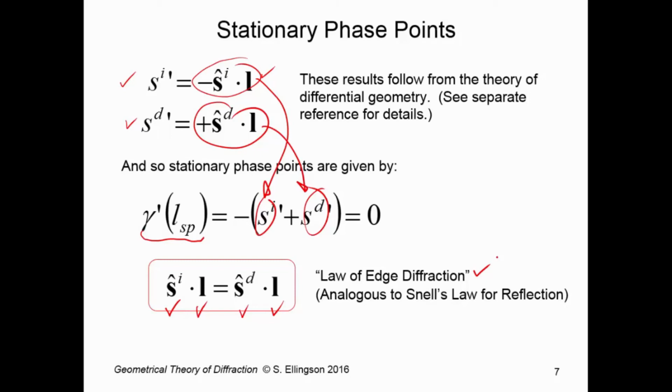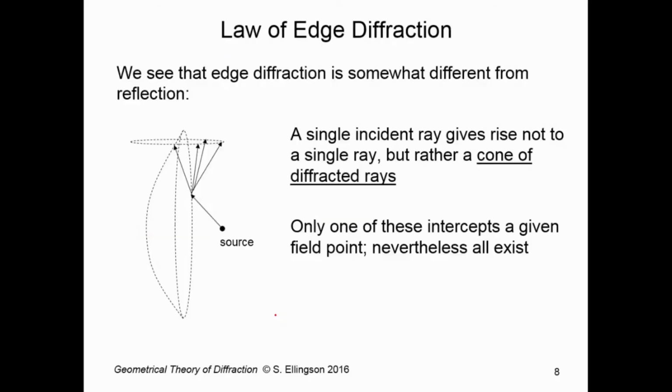Well, dot products are angles, and so this appears to be saying that the angle of diffraction relative to the edge tangent is equal to the angle of incidence relative to the edge tangent. So here's a picture of what's going on. We see that edge diffraction is a little bit different from reflection, but there's an underlying principle that remains the same, namely that these angles are preserved.